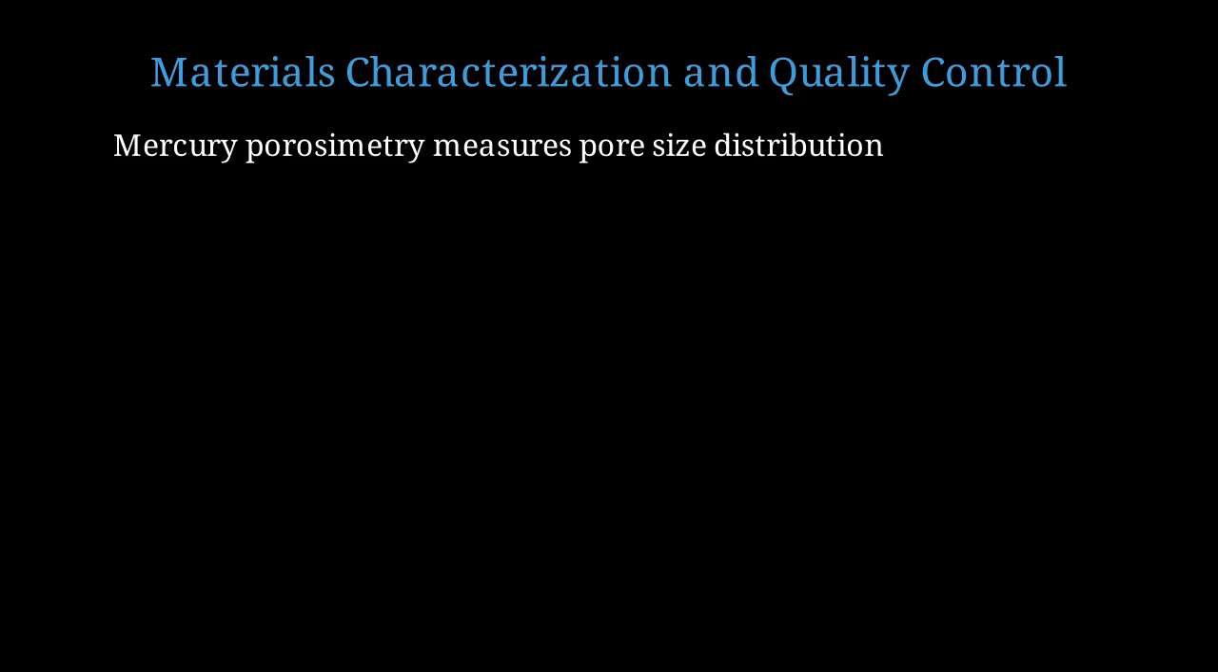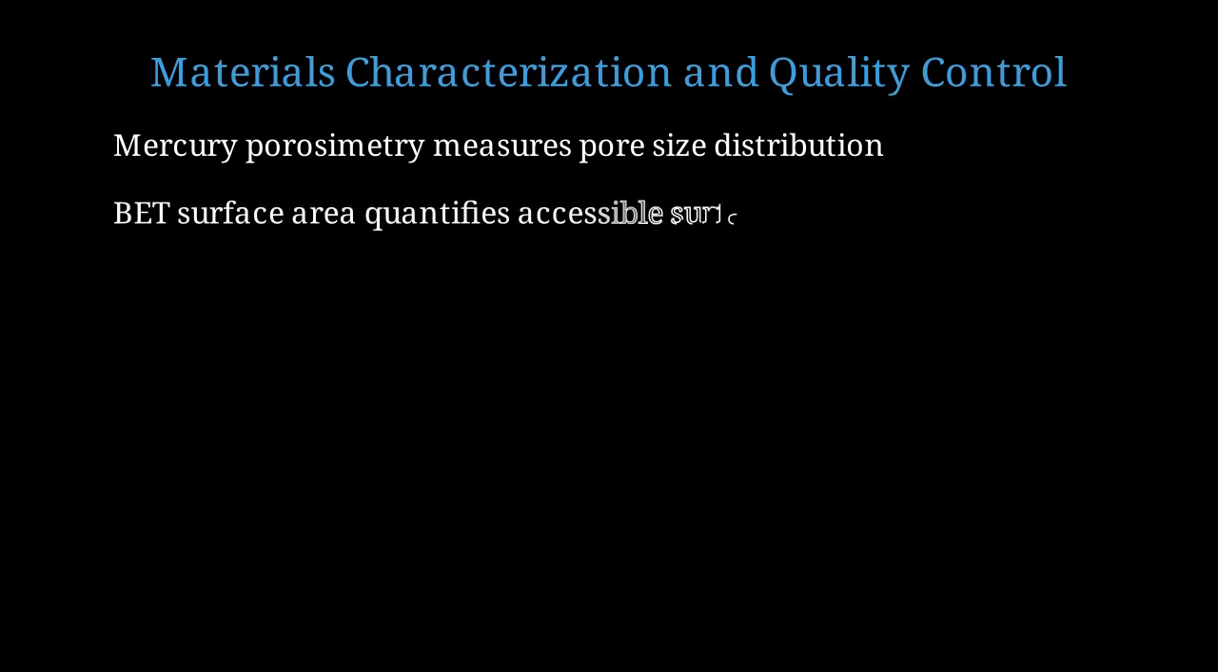After synthesis, rigorous characterization is essential to verify structure and properties. Let's discuss key characterization techniques. Mercury intrusion porosimetry applies increasing pressure to force mercury into pores. The pressure required is inversely related to pore size through the Washburn equation, yielding a complete pore size distribution.